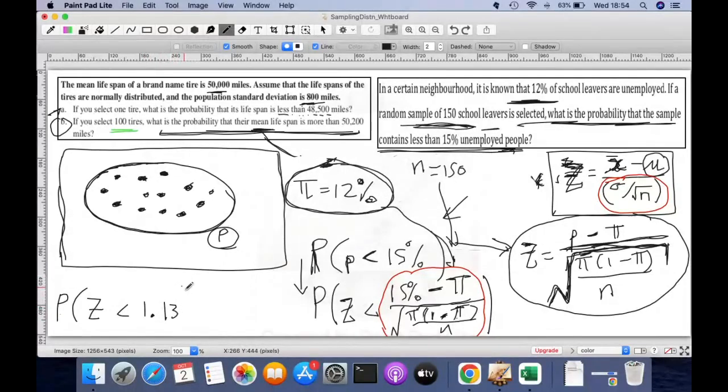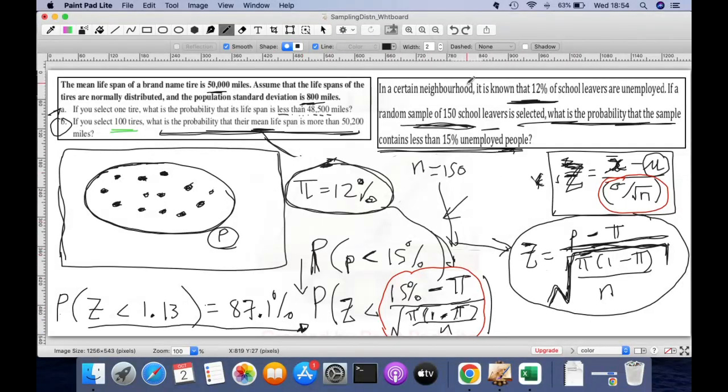1.13. And then we go to our table in the back of our book and we find this probability. If you do that, you'll get a value of 87.1%. And that's your final answer. Done. That's it.